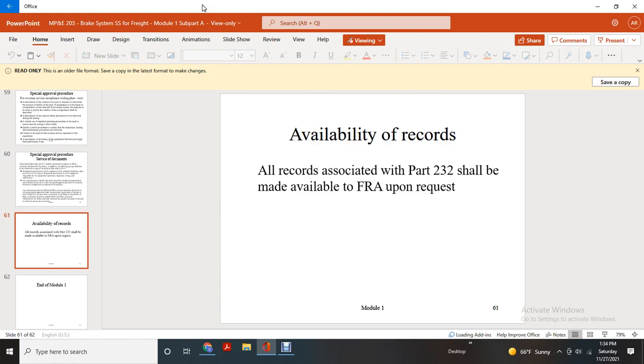Availability of records. All records associated with part 232 shall be made available to the FRA upon request. End of Module 1.